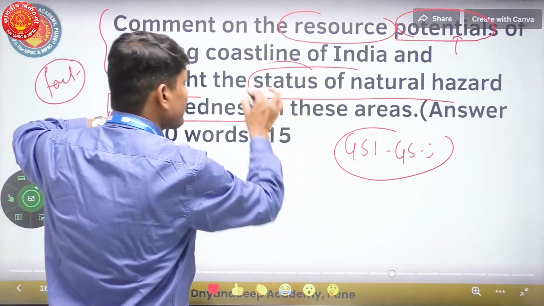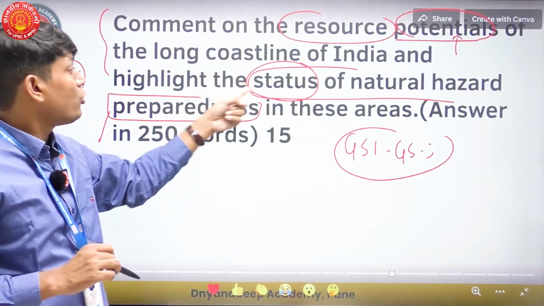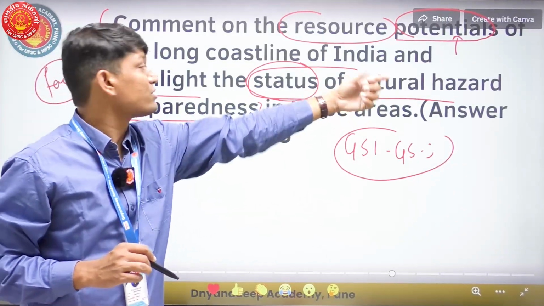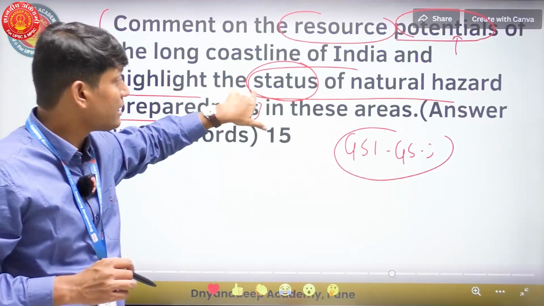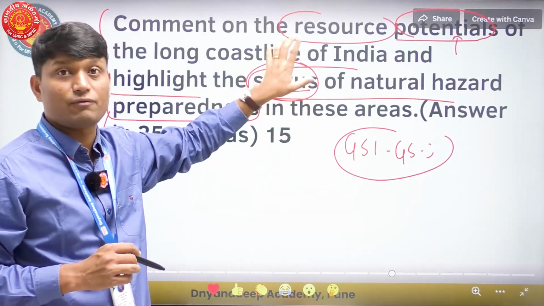So you are supposed to address this part, status. You are not only going to address what the natural hazard preparedness measures are. That is not the only part. What is the status? The current status needs to be reflected.